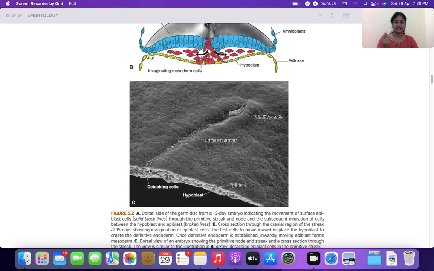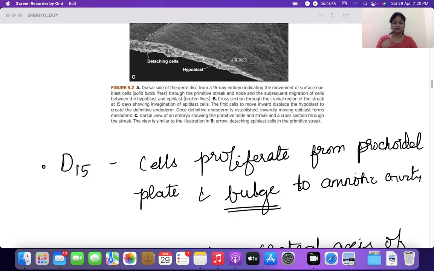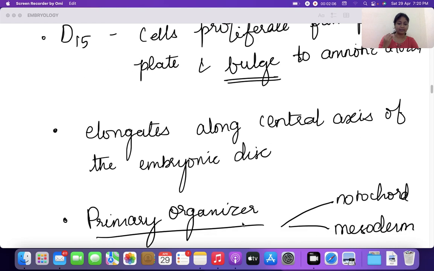You can see the cells. This is the dorsal view of the embryo showing the streak. You can see towards the node the cells migrate. So on day 15, the cells from the procaudal plate proliferate and bulge into the amniotic cavity, which elongates along the central axis of the embryonic disc.